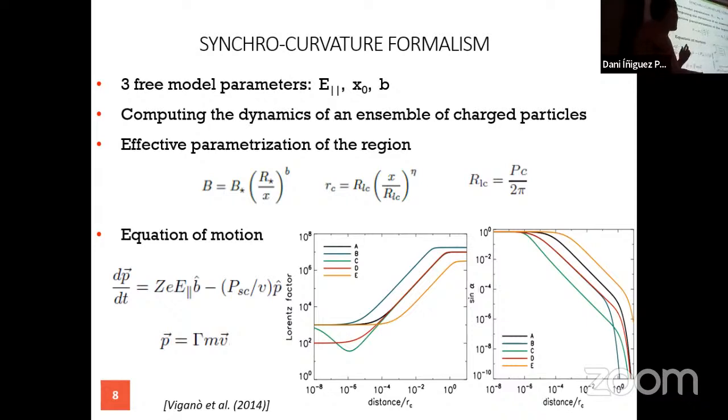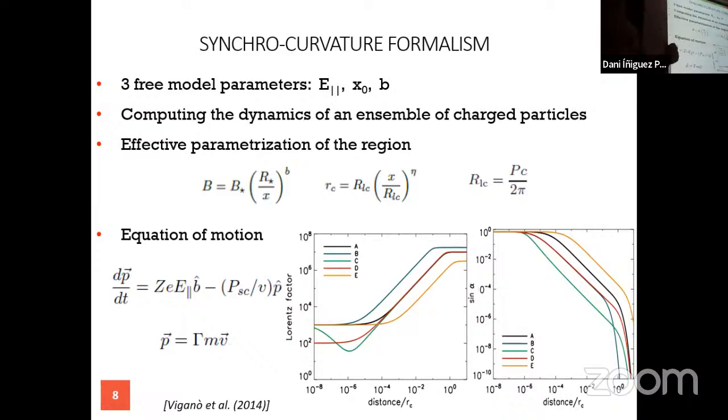Now, we characterize our acceleration region by effectively parameterizing two relevant quantities: the curvature radius of the magnetic lines in the region and the local strength of the magnetic field along this region. We do so with these two parameterizations, in which this parameter V is the so-called magnetic gradient and is one of our three parameters.